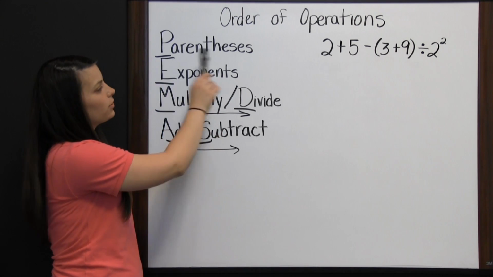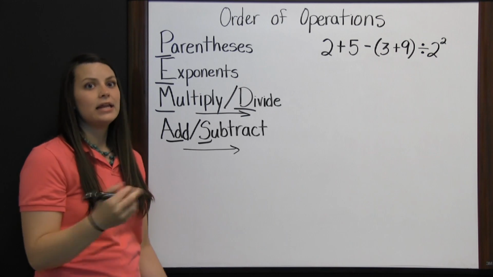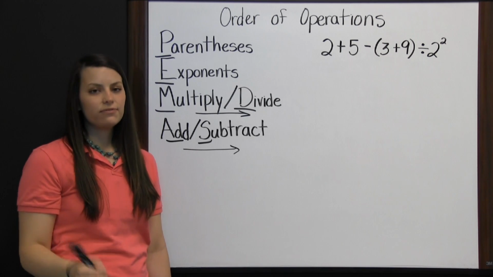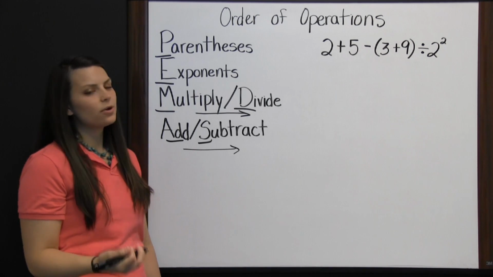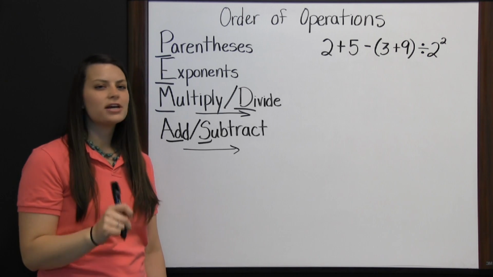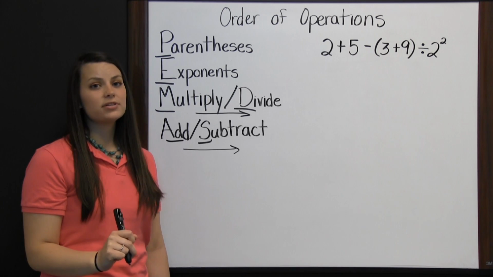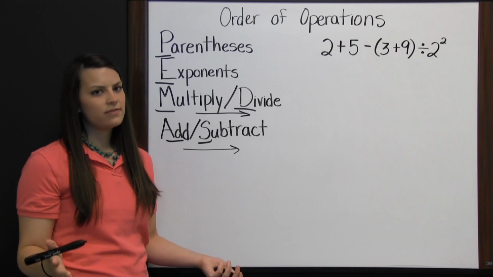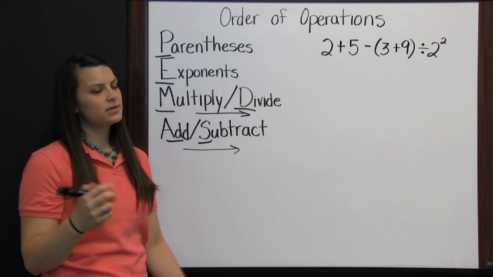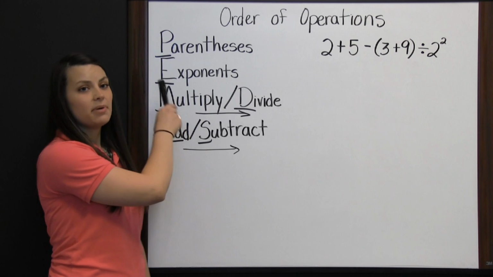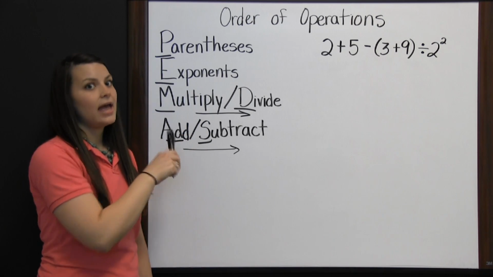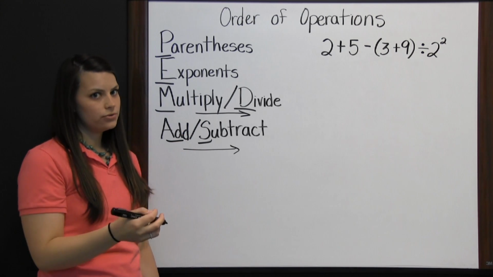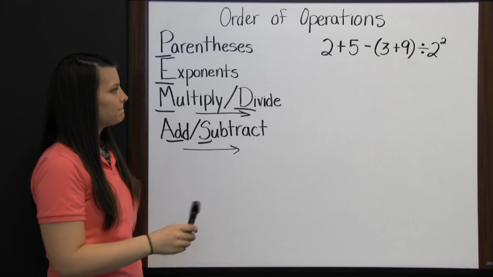P is for parentheses. Anything in parentheses should be done first. This one's a little misleading though, because it's not just parentheses that should be done first, it's all grouping symbols: brackets, absolute value, anything that groups numbers together. Followed by exponents, and then their inverses, roots, should be done next.